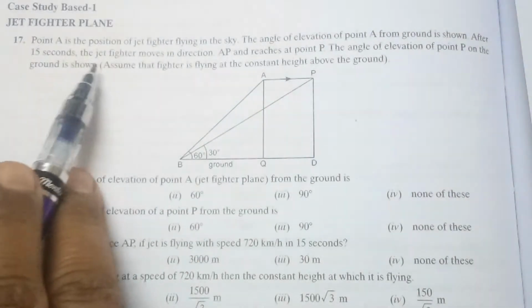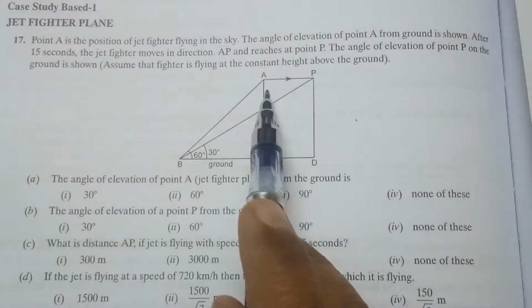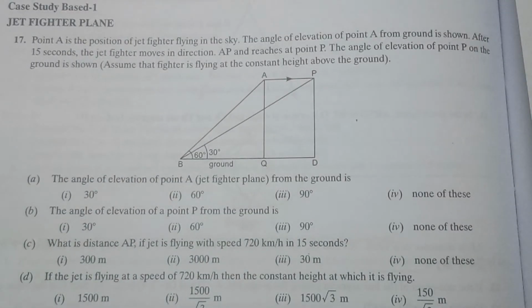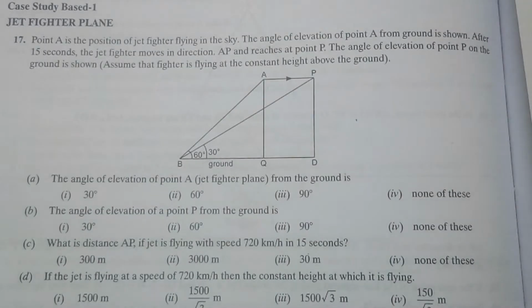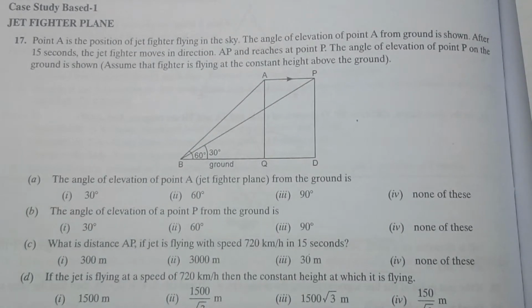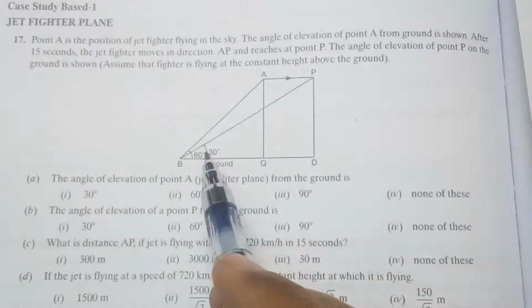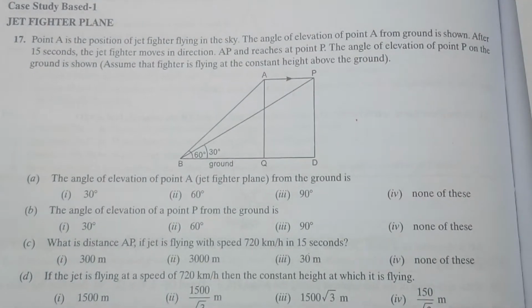After 15 seconds, the jet fighter moves in the direction A to P. A to P you can see here, and reaches at point P. The angle of elevation of point P on the ground is also shown here, which is 30 degrees. Now there are some questions on this.